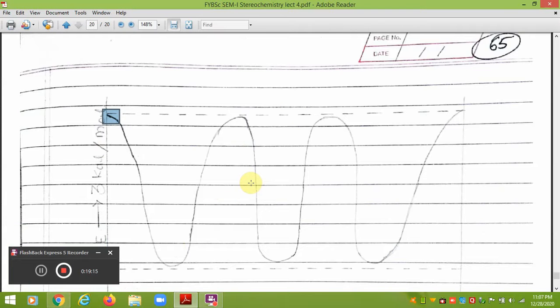So dear friends, in this way we have tried to discuss absolute configuration, E and Z nomenclature, as well as conformational isomerism of the ethane molecule. Dear friends, in the next part of the video we will discuss the conformational isomerism of some other molecules known as propane and butane.